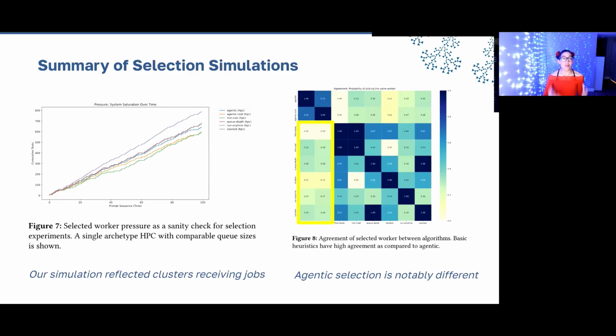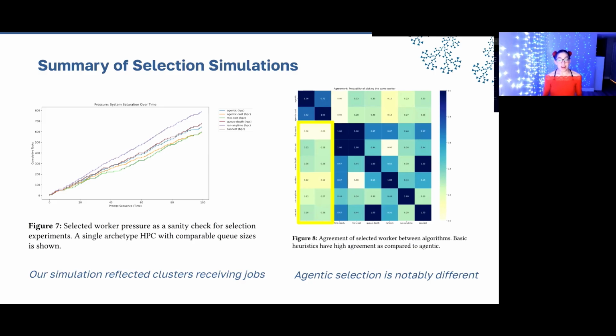Okay, let's talk about our selection simulation. So here what we're looking at is what I talked about earlier: worker pressure. Basically, as the simulation proceeds, we should see that each selection algorithm is adding jobs to the respective queues. So this happens over time, and so we see the expected pattern that we wanted to see.